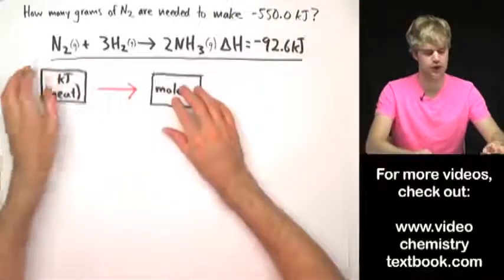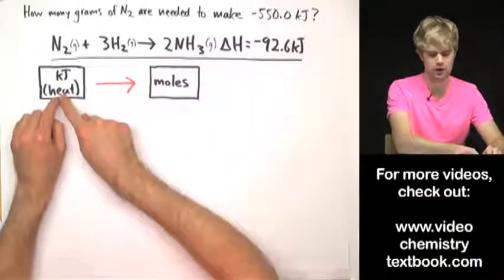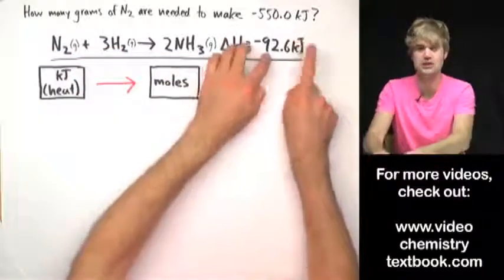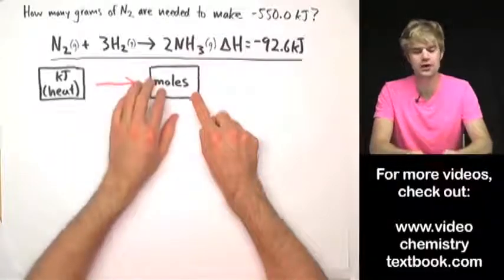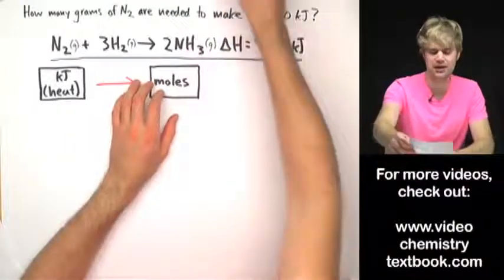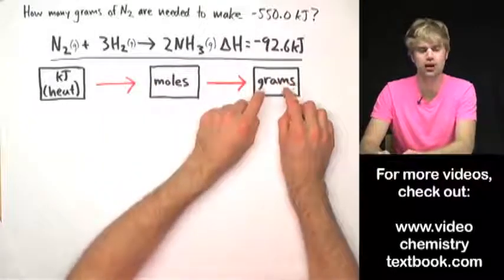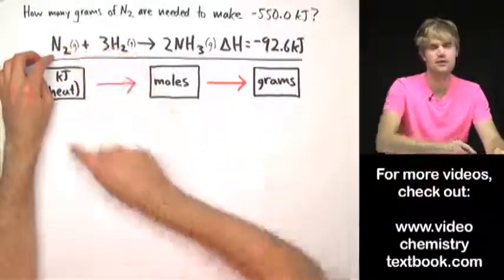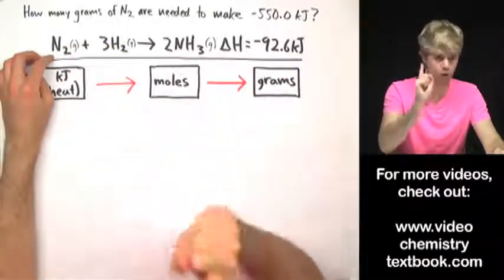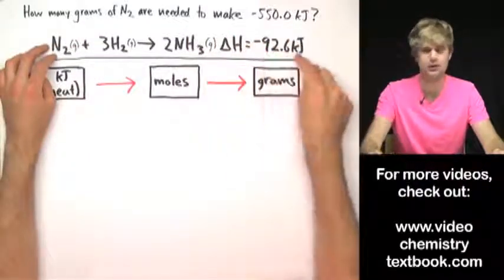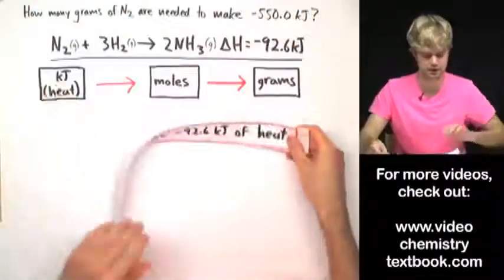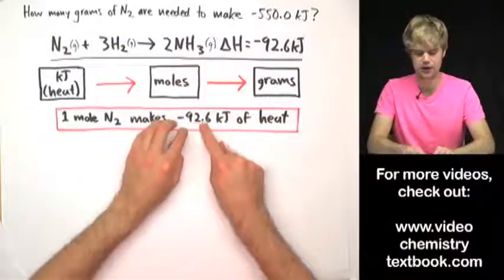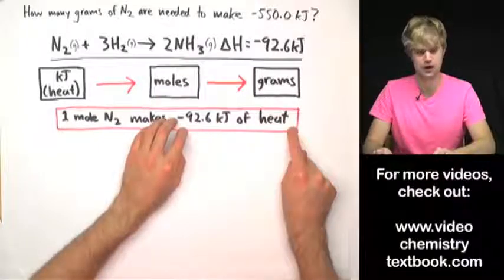The first thing that we'll do is we'll take the amount of heat that we want and use that to figure out how many moles of N2 we're going to need. We'll use a chemical equation and this number to figure that out. Once we've found out how many moles of N2 we're going to need, we can then use the molecular weight to figure out how many grams of N2. So let's start up here with the equation. There is nothing in front of N2, which means that we're talking about 1 mole, and this is how much heat we're dealing with. So the equation is telling us that 1 mole of N2 makes negative 92.6 kilojoules of heat.